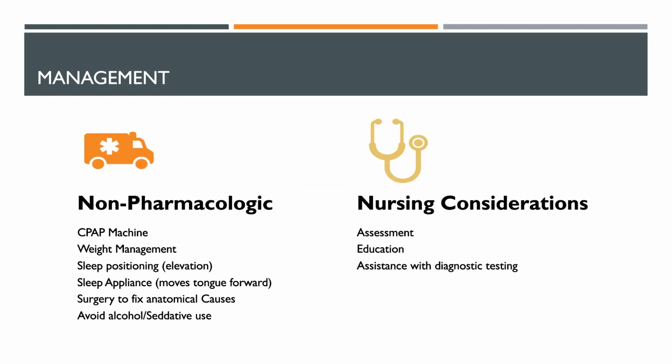Management non-pharmacologically would be to provide them with a CPAP machine, weight management, having them sleep in an elevated position. We can give them sleep appliances, which move their tongue forward and help prevent some of those apnea events. If it's due to an anatomical cause, we could provide them with surgery and have them avoid any alcohol or sedative use.